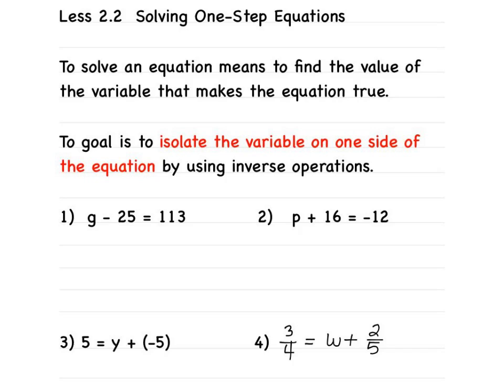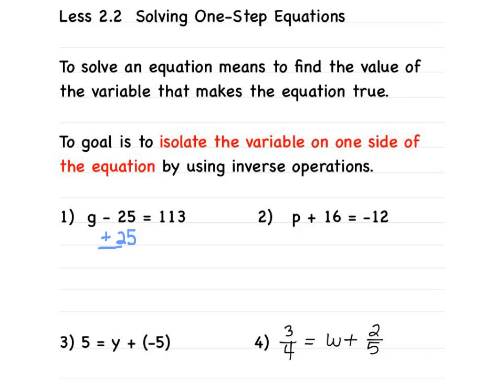Number one, G minus 25 equals 113. Well, we know that our variable is G, and we'd like to isolate G. Isolate G means to get it alone on one side of the equation. So right now, G is not alone. What is being done to G on the left side of this equation? Well, we see that 25 is being subtracted from G. So we need to undo that by using the inverse of subtraction, which would be addition.